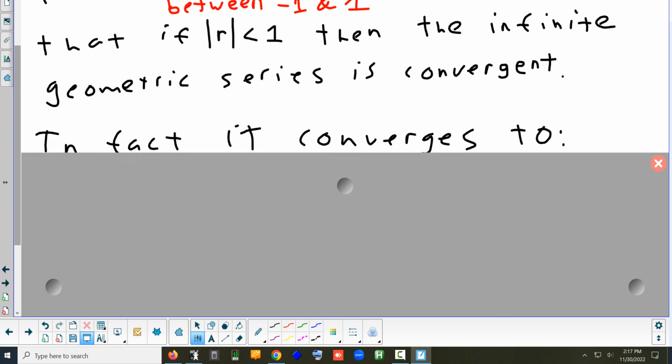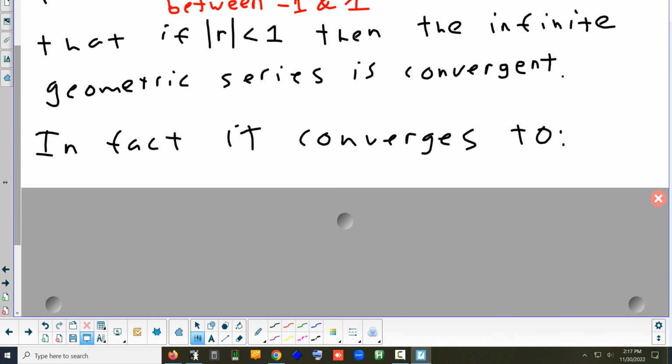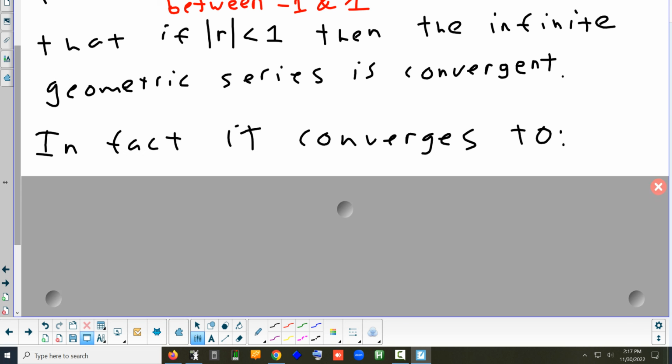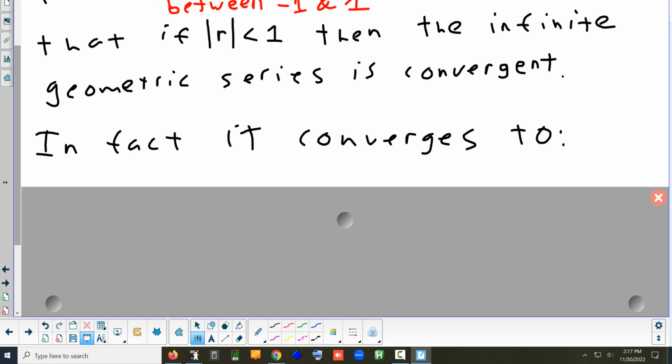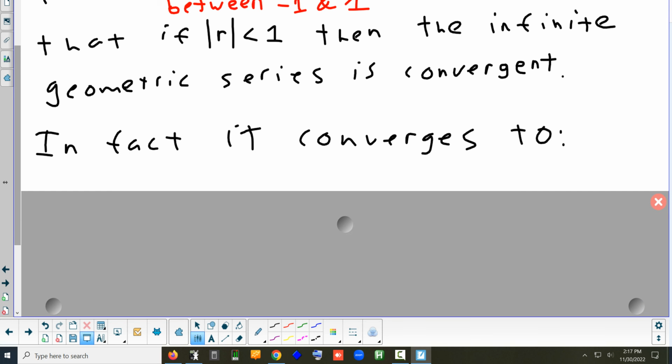Yes? Why do people care whether or not sequences converge or diverge? Why do they care? Yeah, like what's the point of knowing whether or not something is convergent or divergent? Like, what does it do? What does it do?